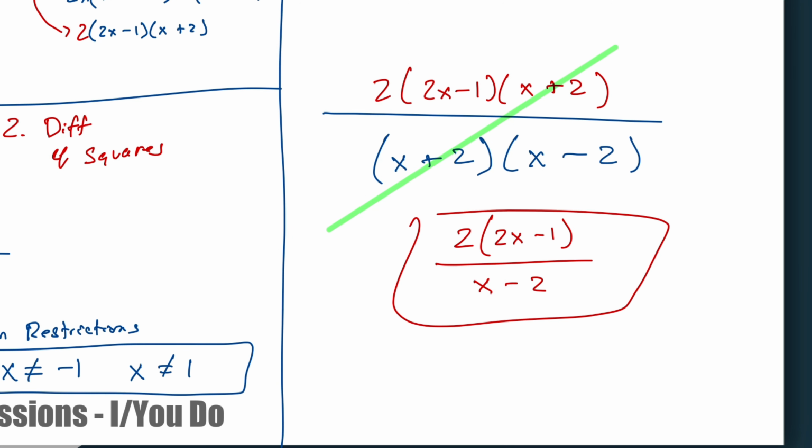So that's our answer. But then we look at our domain restrictions, and I'm going to look back to before we canceled out. I have an x plus 2 and an x minus 2. So I pretty much have both of the 2's, right? It can't be negative 2, and it can't be positive 2.